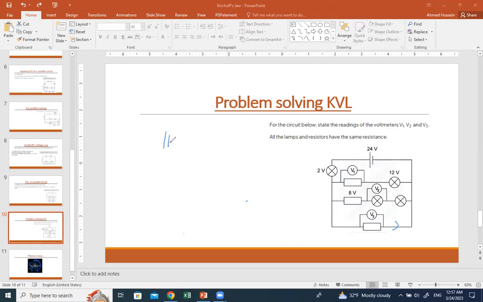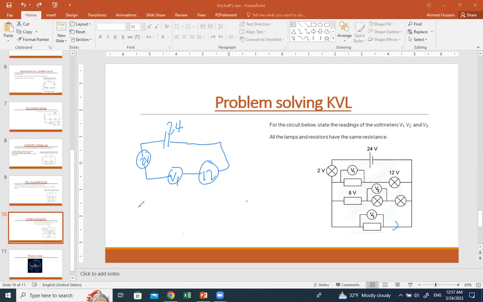We have the 24 volt EMF, and we have 2 volts, V1, and 12 volts. The 2 volts is a light bulb, and V1 is what we need to calculate, the voltage across this resistor, and we have another light bulb, 12 volts. That's all for the first loop, and it will work as an independent series circuit.